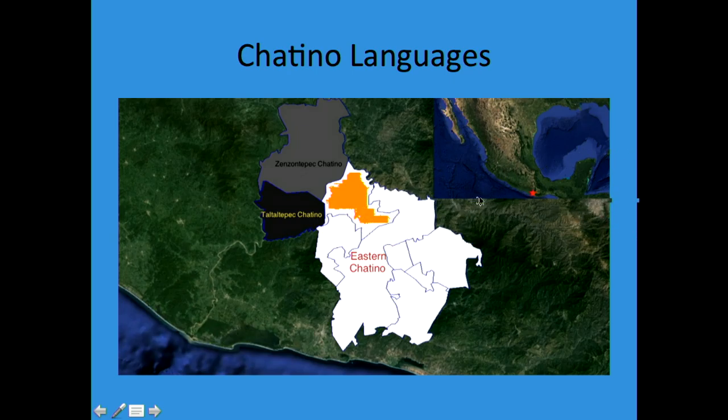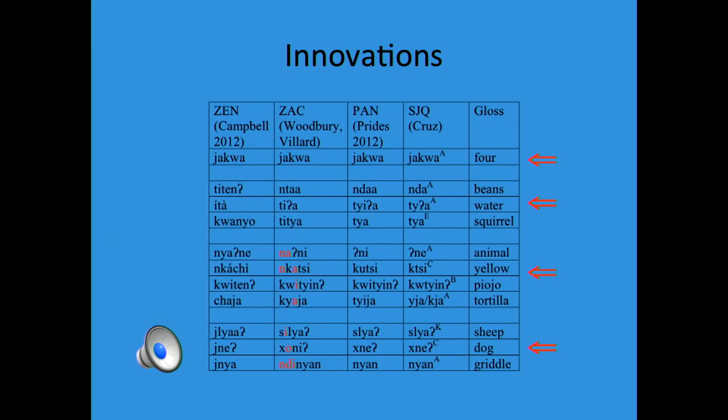As you see on the map of Mexico, the red dot is the whole Chatino region. Some of the innovations, as we were saying earlier: we come from the Zapotecan family, and Chatino has gone through those innovations, as the languages have changed over time. The one closest to Proto-Chatino is Zenzontepec, but within Eastern Chatino we also have more conservative and more innovative varieties. So I decided to show you some examples of words from Zenzontepec and Zacatepec, which is considered the conservative variety of the Eastern Chatino language.